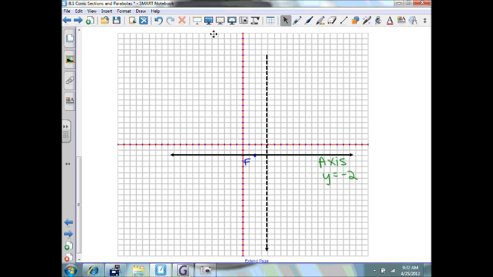Locate and plot the vertex of the parabola. My vertex will be halfway between the focus and the directrix. That means my vertex will be right here, which means my vertex will be at (3, -1).